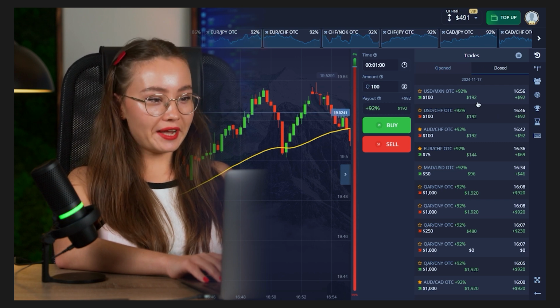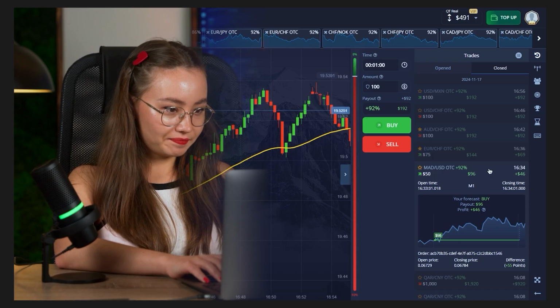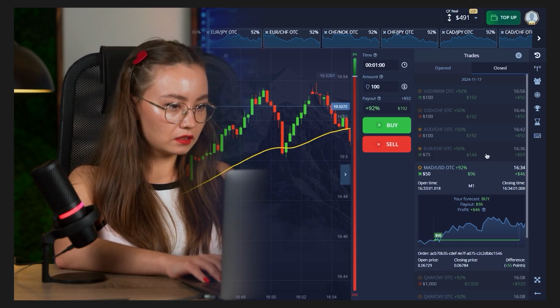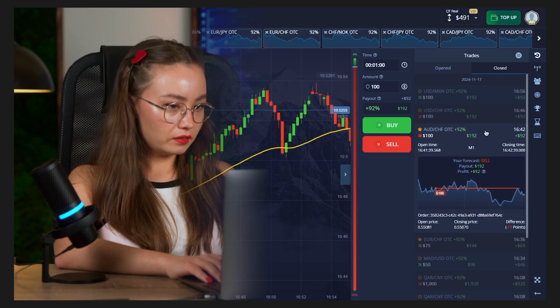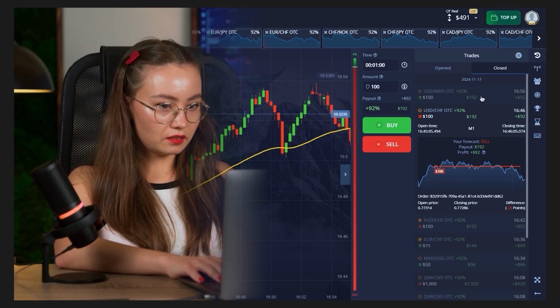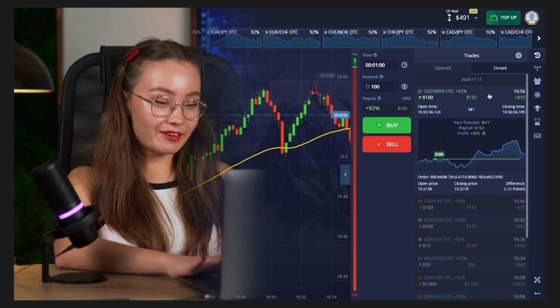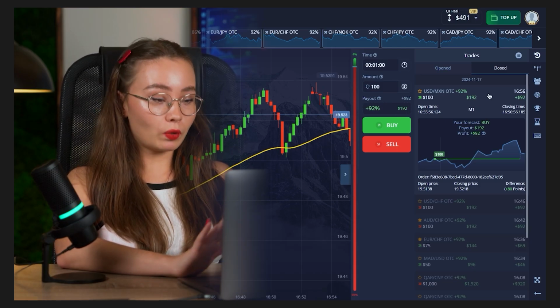Here are our trades for today. Yeah, look at the results. 1, 2, 3, 4, and 5, all profitable. Very clean profits. With that we can wrap up.